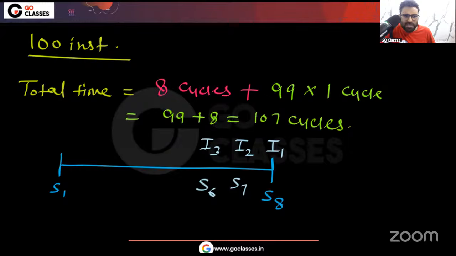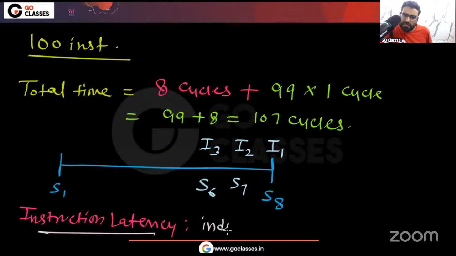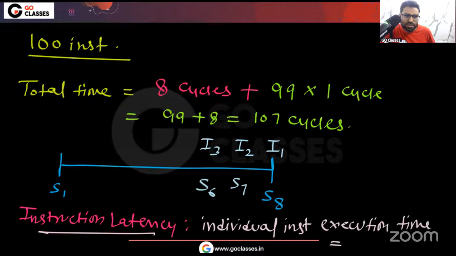Here also please understand one thing. Individually, one instruction is taking how much time? An individual instruction time is called instruction latency. So what is instruction latency? This is the individual instruction execution time. What is that? That is the number of stages multiplied by the cycle time. Yes or no? Or I can say 8 cycles.